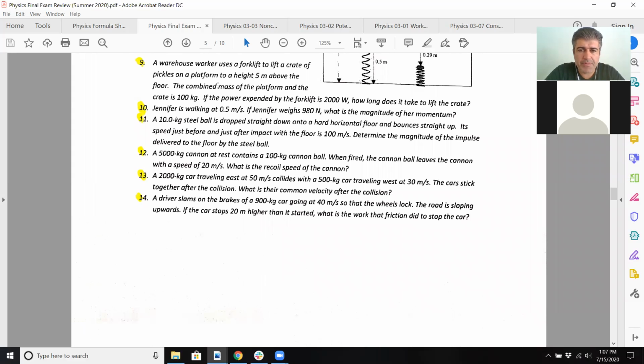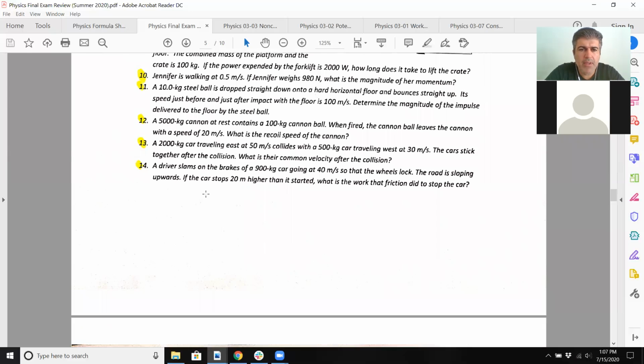For 11, a 10 kilogram steel ball drops straight down onto a hard horizontal floor and bounces straight up. Its speed just before and after impact is given. Determine the magnitude of the impulse. So you should be able to, yeah, that's going to be the change in momentum, from the speed just before and after impact. Okay, I'll let you guys work through that one.